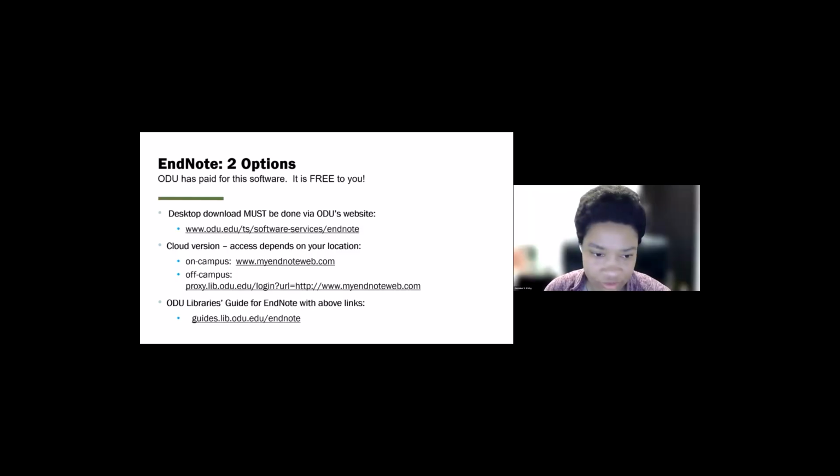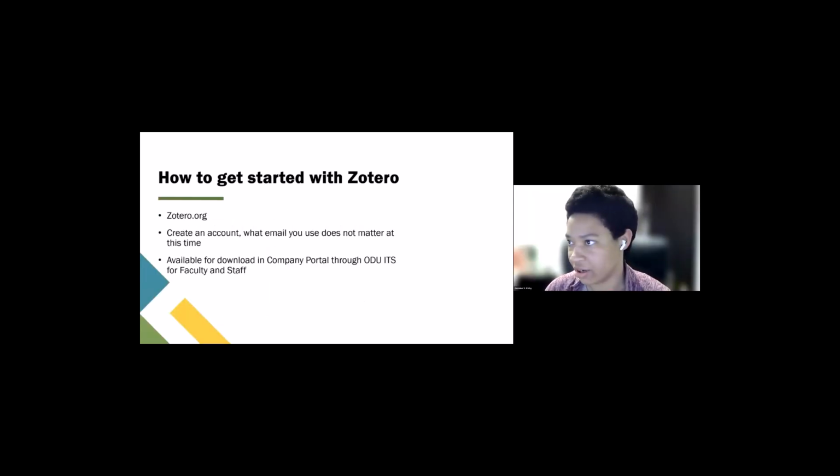All right. Talk about how to get started with Zotero. So you can download Zotero at zotero.org. We also have a libguide that basically redirects you to zotero.org at times. Create an account. What email you use does not matter. You can use an email that you will keep having access to forever and be an organized person instead of doing what I do and starting a new Zotero at every institution I work at. And it is available for download in company portal through ODU ITS for faculty and staff. I believe EndNote is as well.